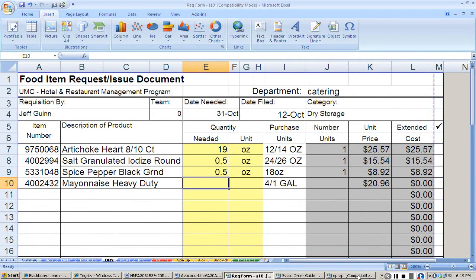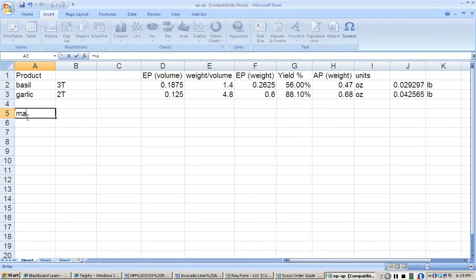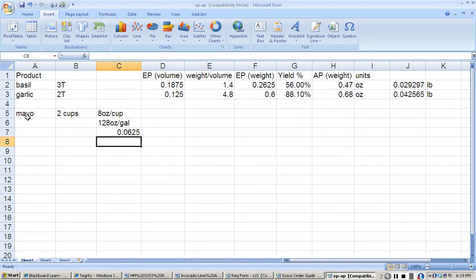So we go into my little EPAP form here. Product is mayo. You're starting out with 2 cups. There's 8 ounces per cup. 128 ounces per gallon. So we have 16 cups in a gallon. So there's 16 cups per gallon.